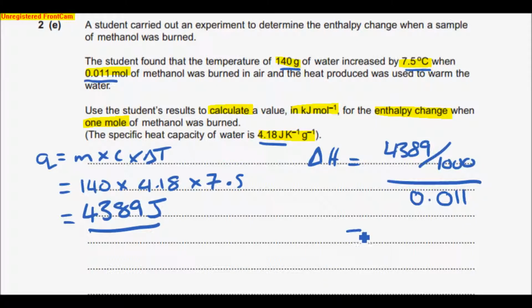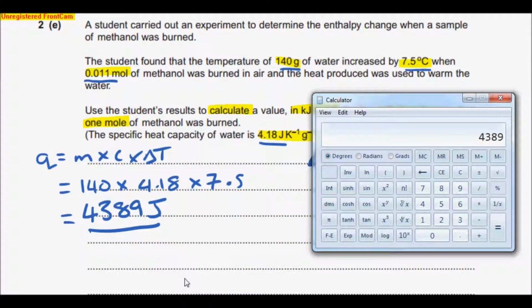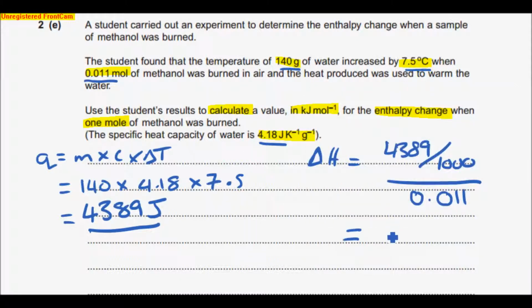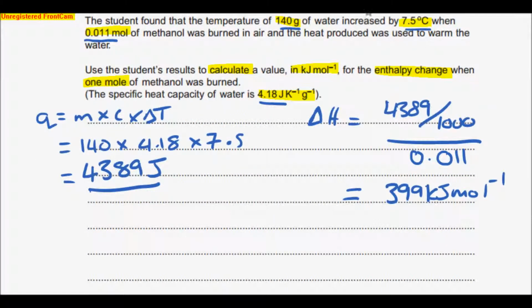Okay, so if I take this now, I can work out delta H to be 4,389, divide by 1,000, get my value into kilojoules, and then after that divide by 0.011. So we end up with a value of 399. And that is our unit. So 399 kilojoules per mole. So if we go back to the question, it says there was an increase of 7.5 degrees. An increase therefore tells us it's an exothermic reaction, so we need to put a negative sign.